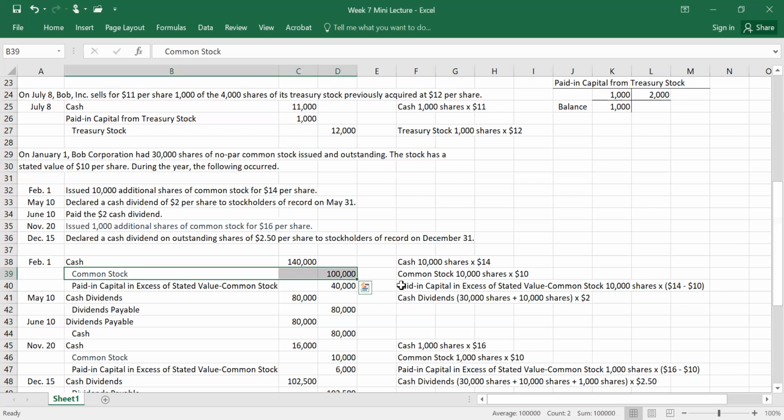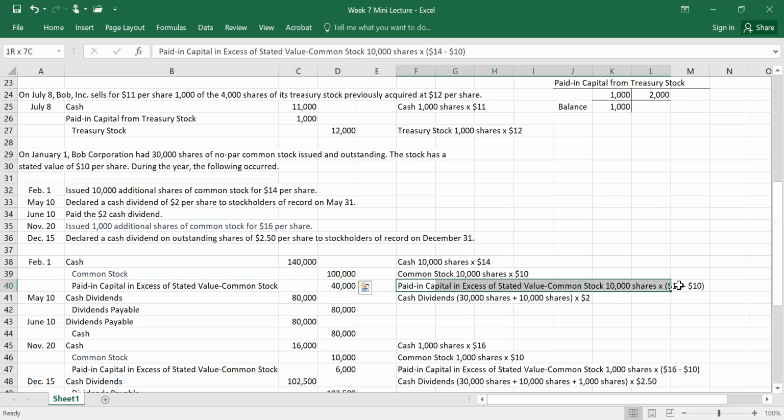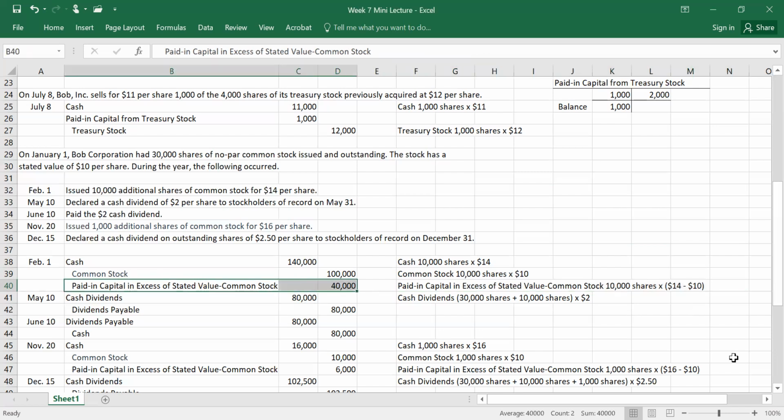And then for the paid in capital in excess of stated value common stock, that's going to be 10,000 shares. And we're going to take the $14 that it was issued for minus the 10 stated value, which would be $4 per share. So we're going to credit paid in capital in excess of stated value common stock for the $40,000. Other way to do it, we could have simply taken the 140,000, subtracted the 100,000, and that would leave us 40,000. May 10th, declared a cash dividend of 2 per share to stockholders of record on May 31st.